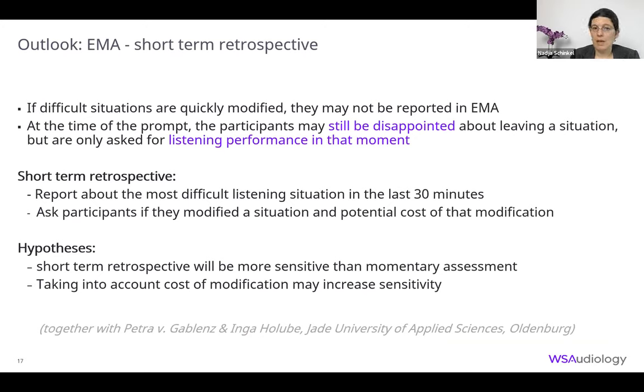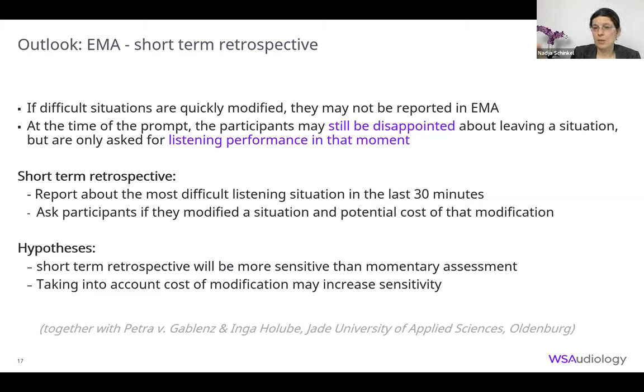If difficult situations are quickly modified and not reported in EMA, then maybe we should ask about the immediate past. And so we wanted to do a short-term retrospective, asking participants about the most difficult situation in the last 30 minutes and to weight those. So we would also get the situations which are quickly modified. And also we would ask participants about the modification and whether there's a cost attached to it.